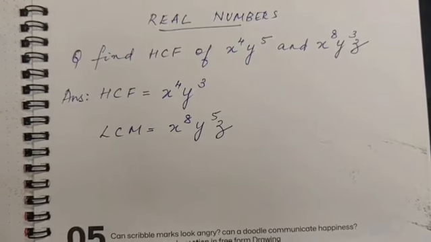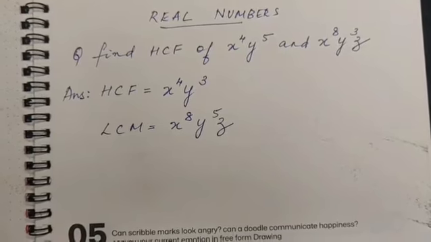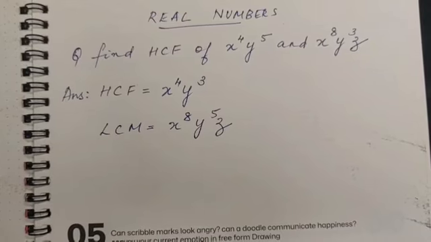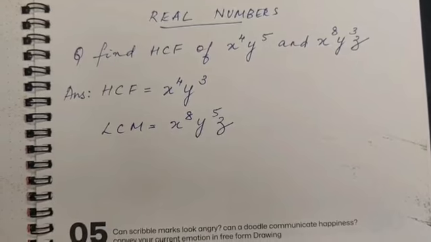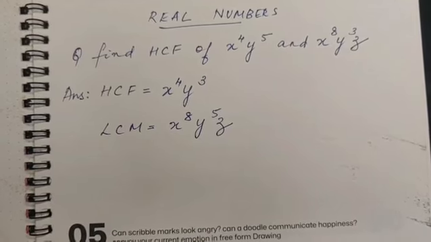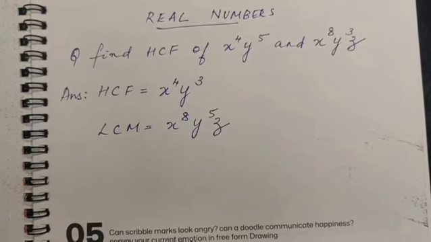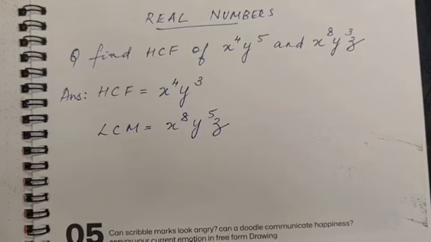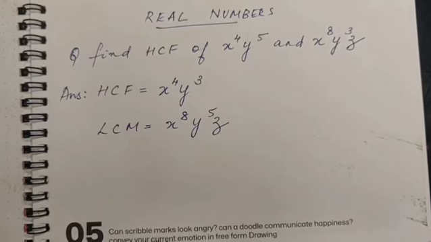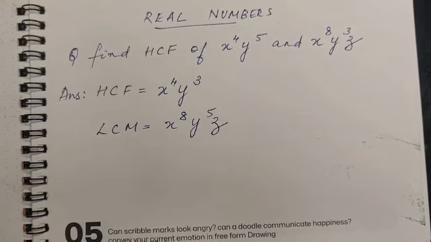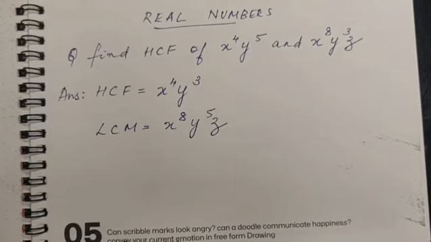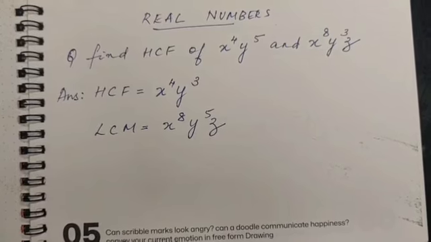What you have to do is, for finding the HCF among the factors of two numbers, you need to find out the base which is having the lowest power. So you can see x raised to 4 for the first one, and for the second one you are having x raised to 8. Among them, the base that is having the lowest power is x raised to 4. Then coming to y raised to 5 and y raised to 3, the lowest is y raised to 3. So among the common factors you need to check the power that is lowest, and that will give you the highest common factor.